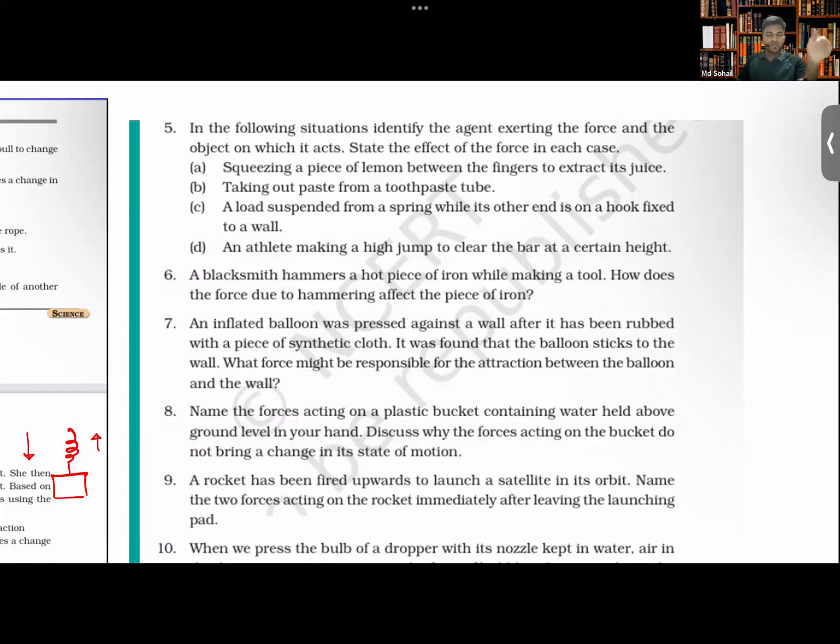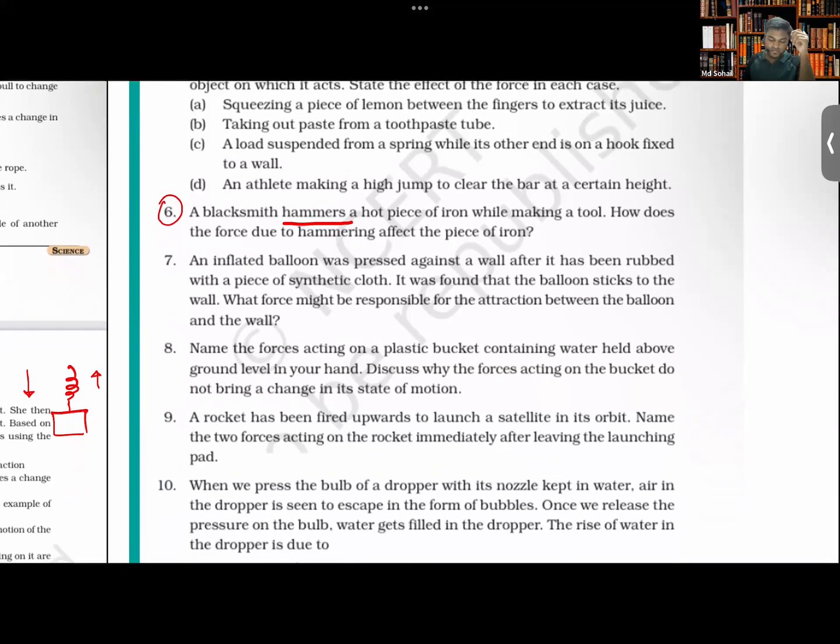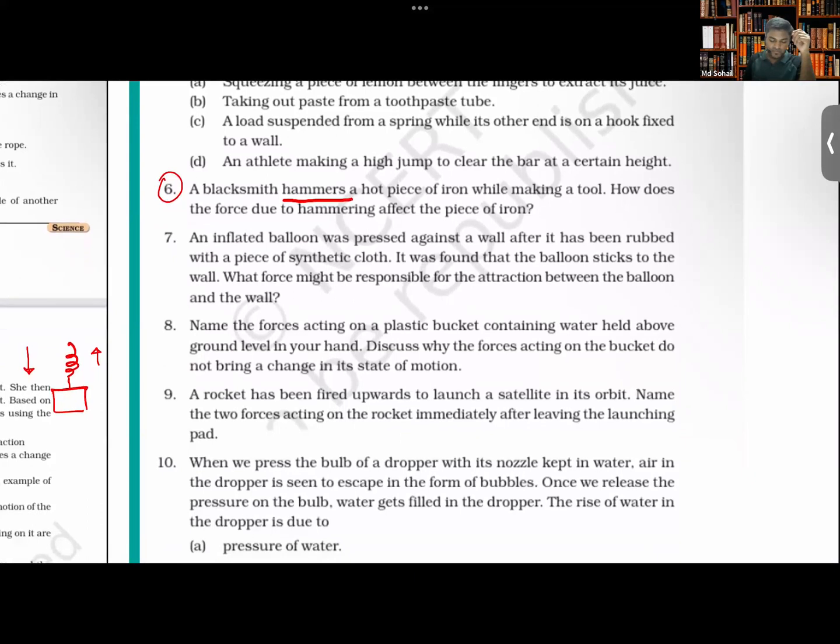So here we are applying which type of force, Alona? In question number 6. The question is which type of force is exerted here? Is it muscular force, kinetic force, electrostatic force? Muscular force, right? That basically changes the shape of the iron to our desired shape.